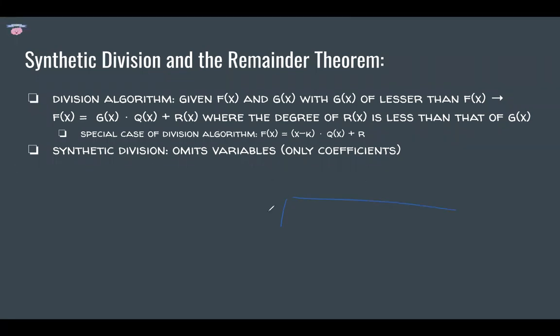So it omits the variables, only coefficients, and you do a division sign first. Let's say you had 2x cubed plus 9x plus 3. I don't even know what the answer is going to be here, but let's just try. Divided by x minus 2. What you do is you write the 2 over here, because you have the x minus 2. Basically, if you have x minus k, you put k up here, just k. If you have x plus k, you put negative k.